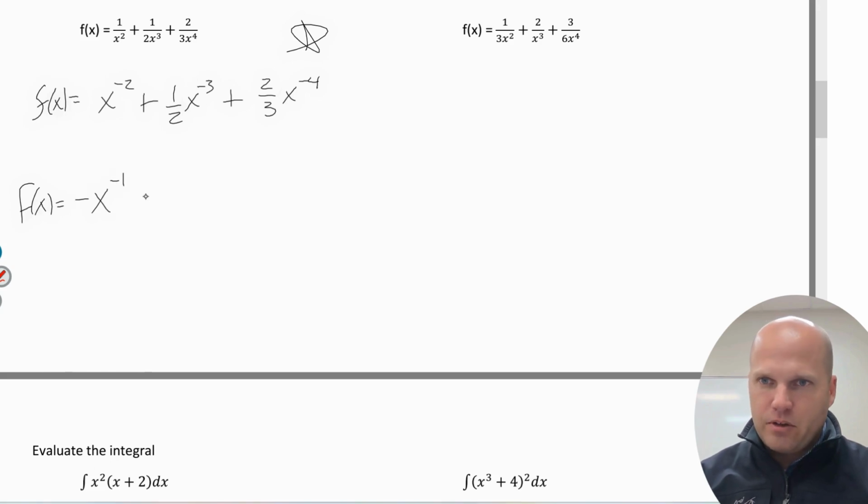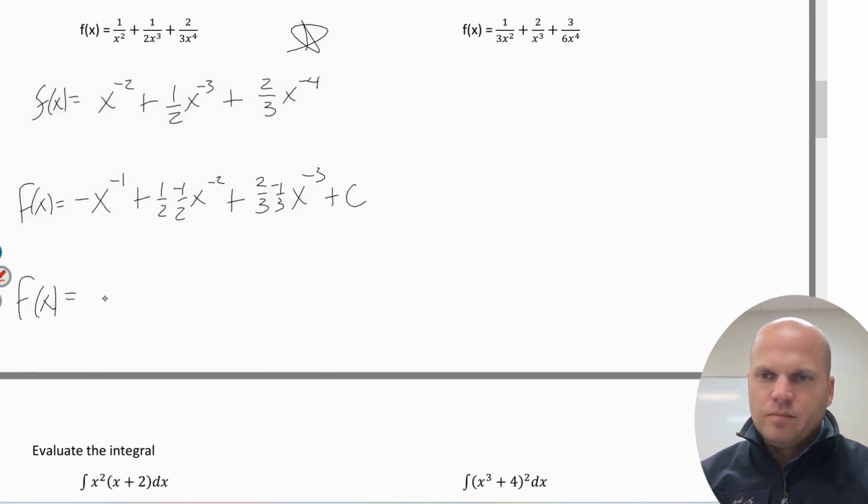Add 1, multiply by the reciprocal. Add 1, multiply by the reciprocal. Add 1, multiply by the reciprocal. Now let's combine our coefficients and maybe rewrite it.